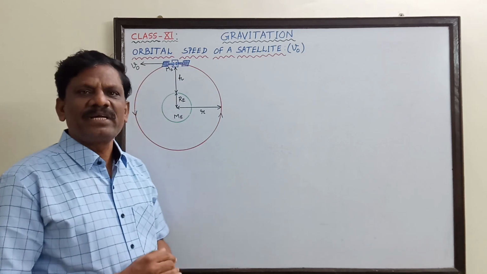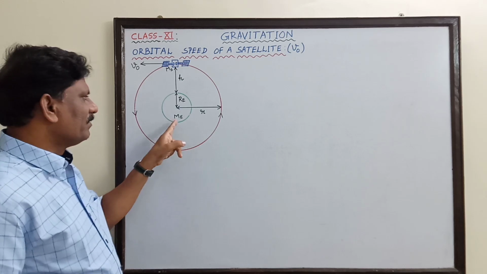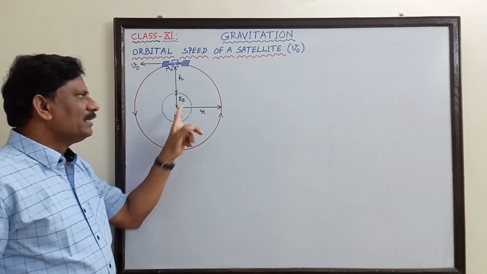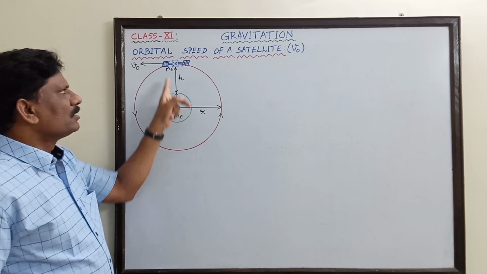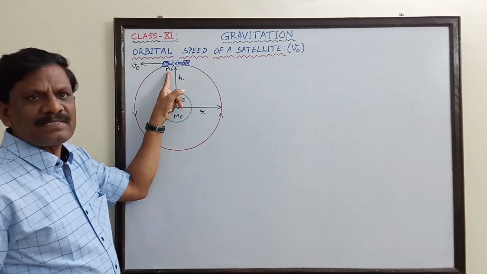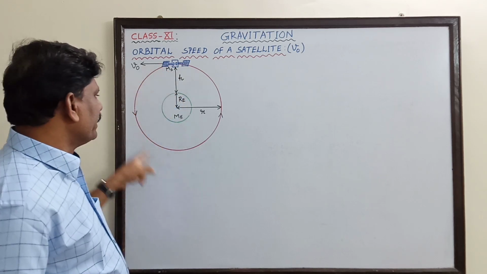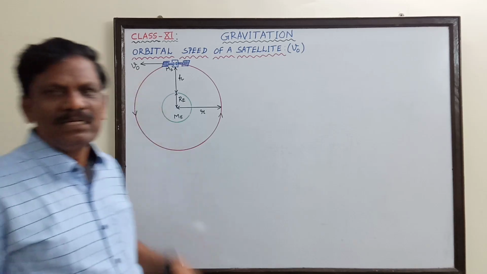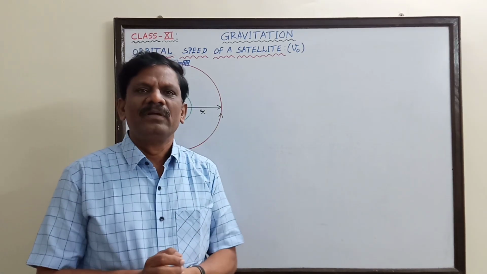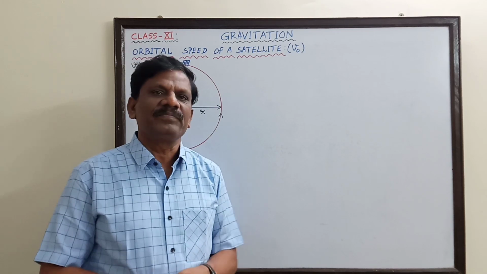So once again, let us take our Earth as the best example for the planet. The mass of the Earth is ME and the radius of the Earth is RE. Above this, a satellite of mass MS is revolving in a circular path with an orbital velocity VO. We want to derive an expression for the orbital velocity.